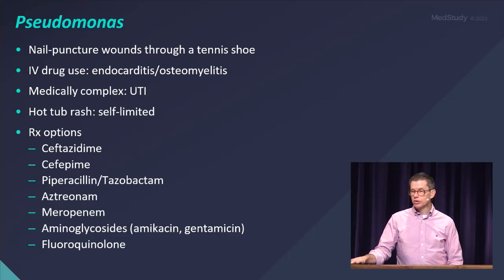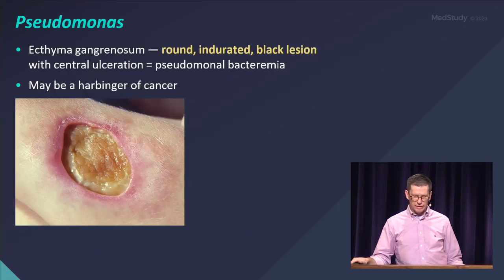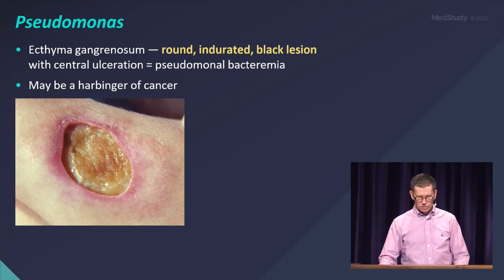Unfortunately, there are a few systemic options we can use for Pseudomonas therapy, and pretty much all of them are IV except for the final one, fluoroquinolone. But all of these can be used for Pseudomonas therapy, and quinolone being the only oral option. So this is ecthyma gangrenosum, simply with this central ulceration. Sometimes it's black in nature. This is a harbinger of Pseudomonas bacteremia and possibly of an oncologic process.